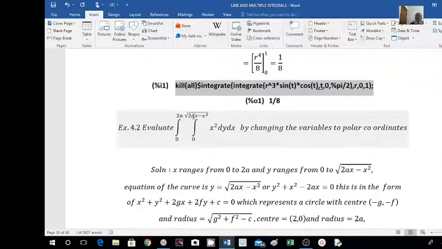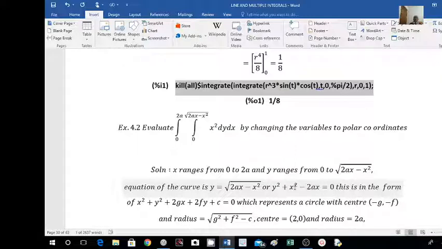So that is the equation of the curve, y equal to root of 2ax minus x square. Squaring on both sides we get y square equal to 2ax minus x square. Taking x square and 2ax to the left hand side, we can write this equation as y square plus x square minus 2ax is equal to 0.